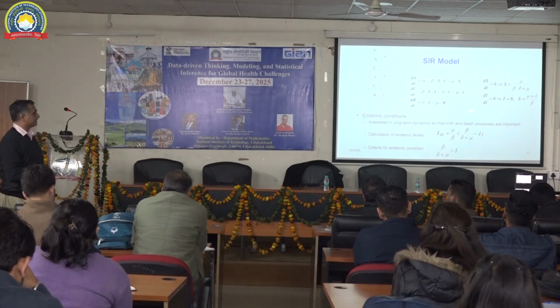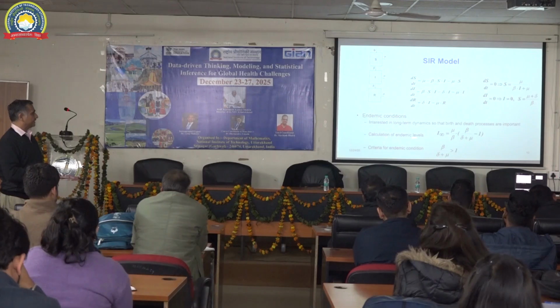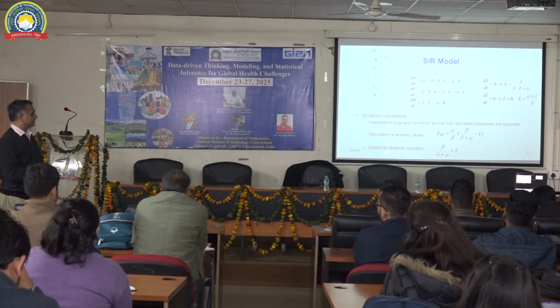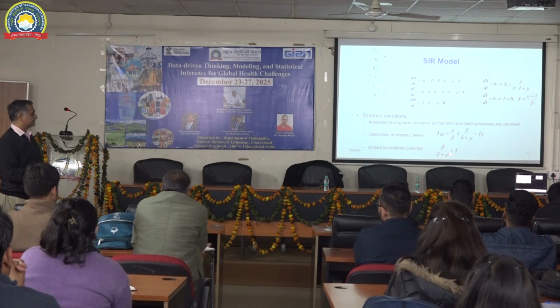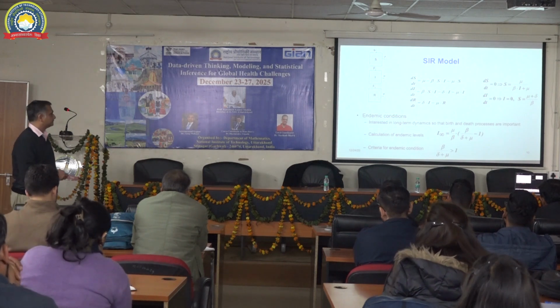The SIR model works the same way. You set it equal to 0 and then you compute it, you get the endemic levels like this, and the criterion for existence is that this term has to be greater than 1 in order for I to be positive. Right?